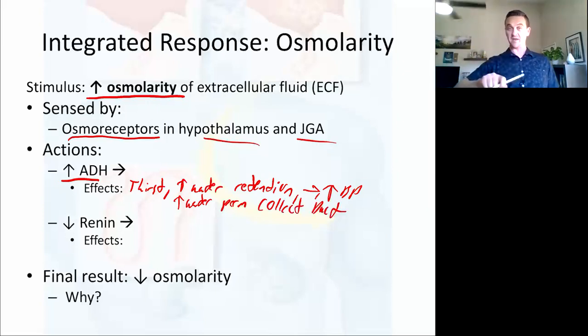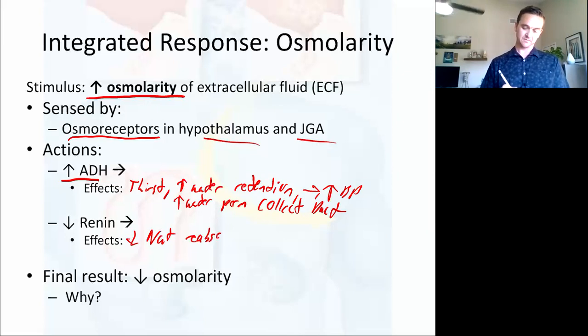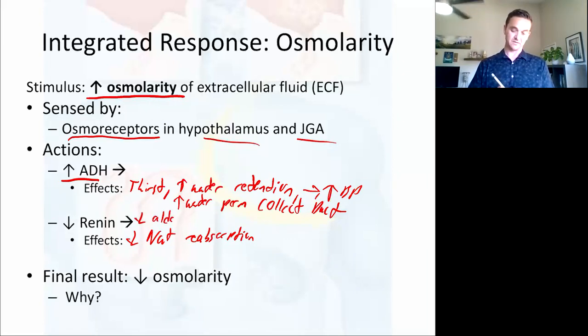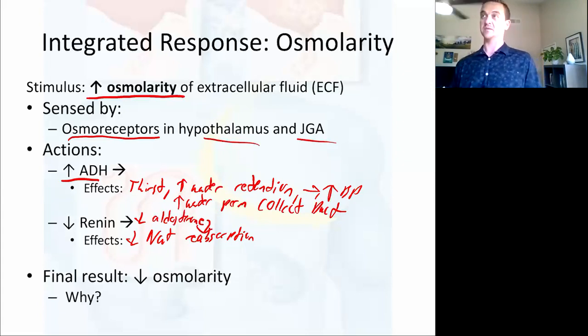But then we decrease renin. Okay, so we decrease renin, so the effects of that are we actually decrease sodium reabsorption, okay? And then again, that renin is going to, because we should say first, that's going to cause a decrease in aldosterone, okay? That decrease in renin causes that decrease in aldosterone, which then causes that decrease in sodium reabsorption, okay?